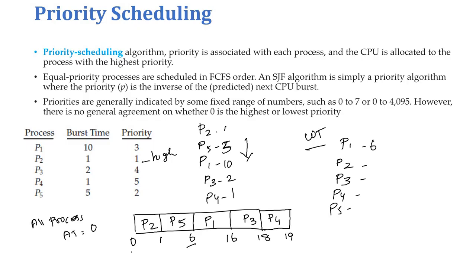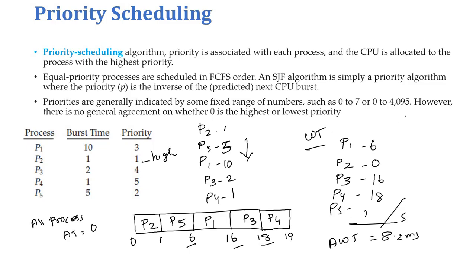For P2, there is no waiting period, so 0. For P3, it's 16. For P4, 18. For P5, 1. If you take the average waiting time, you will get around 8.2 milliseconds. We just add all and divide by 5.